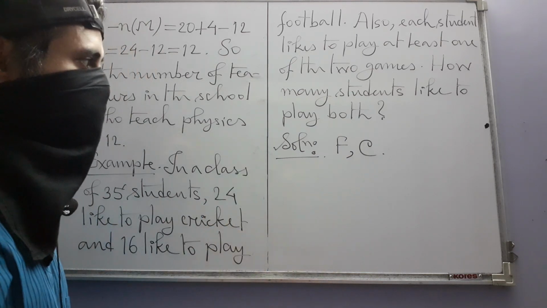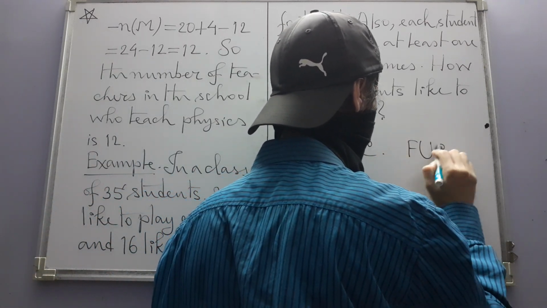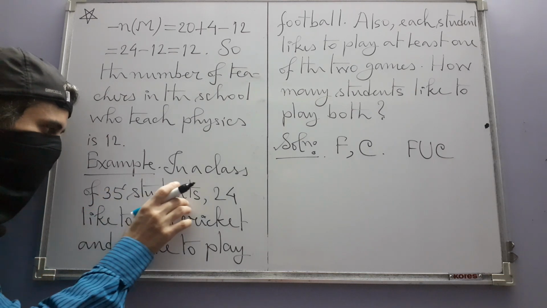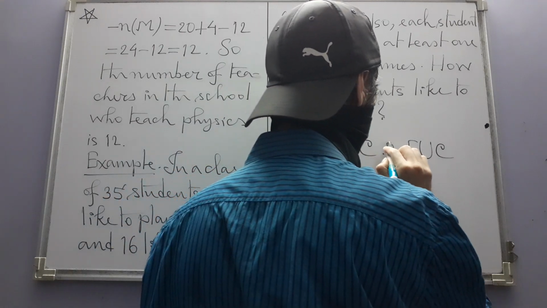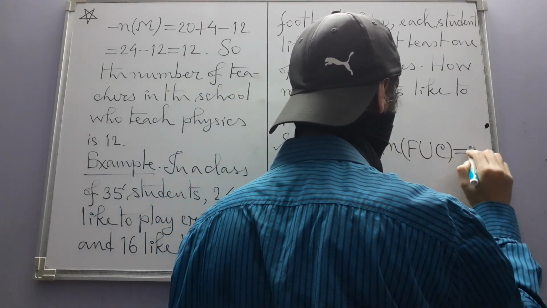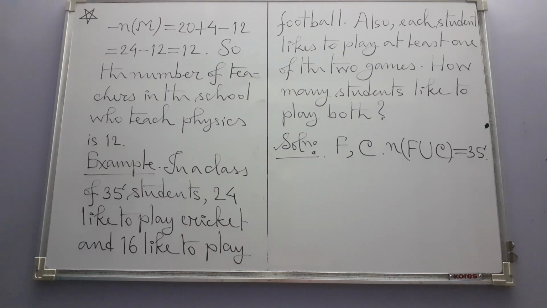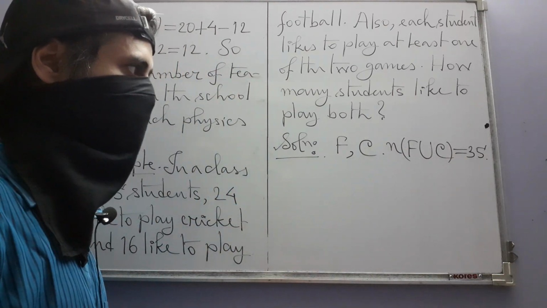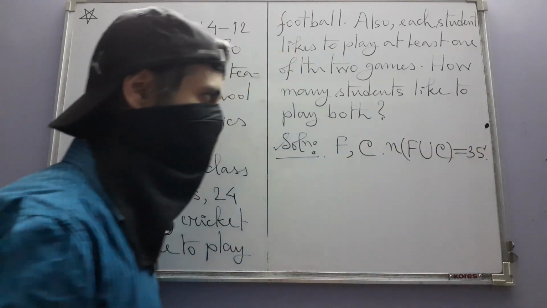And that is why the union of F and C covers the set of these 35 students fully, which is why we are able to write this. The number of elements in F union C is 35. Without this line, you are not sure of this. You can only say that this is less than or equal to 35.